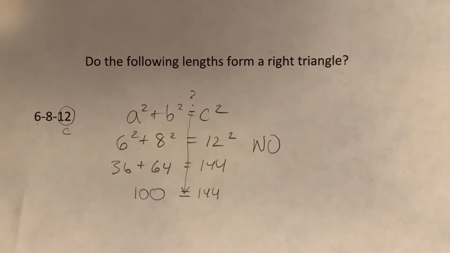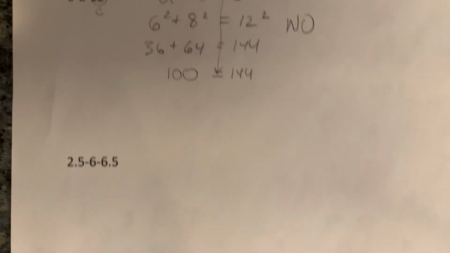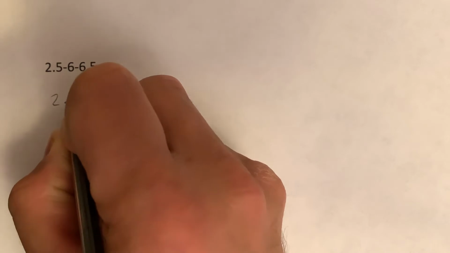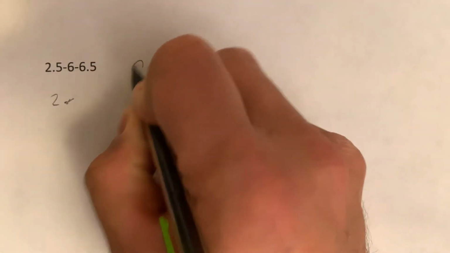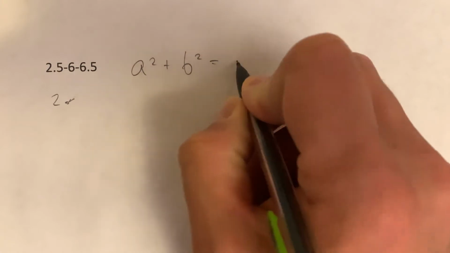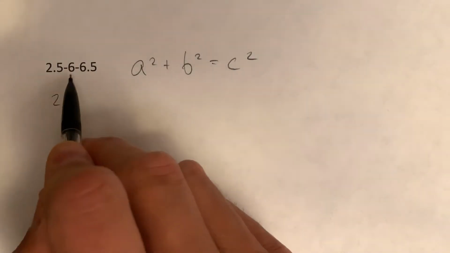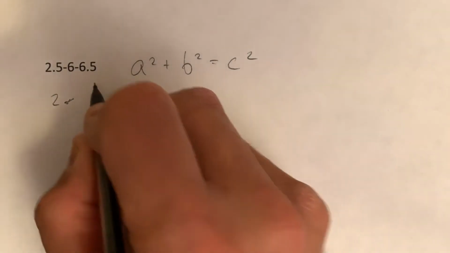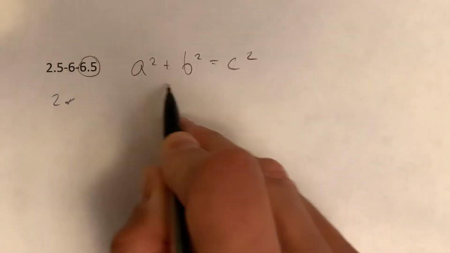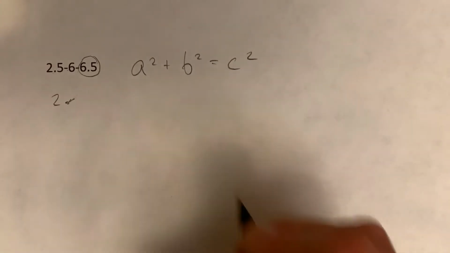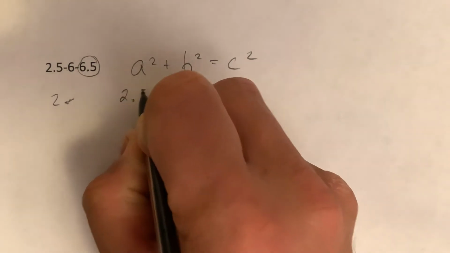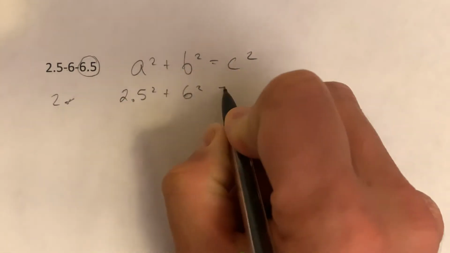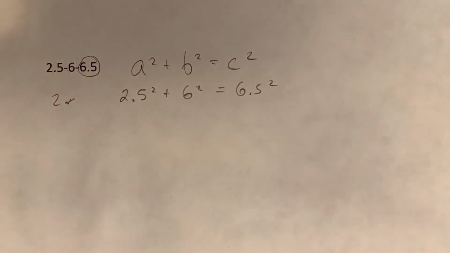Okay. The next one, here's another one just like that again. These are going to be decimal versions, so let's try this one. We'll do the same thing, a squared plus b squared equals c squared. And our longest side looks like it's 6.5 in this case, so this will be c. These are a and b. The c is always the longest side. So I'll say 2.5 squared plus 6 squared equals 6.5 squared.